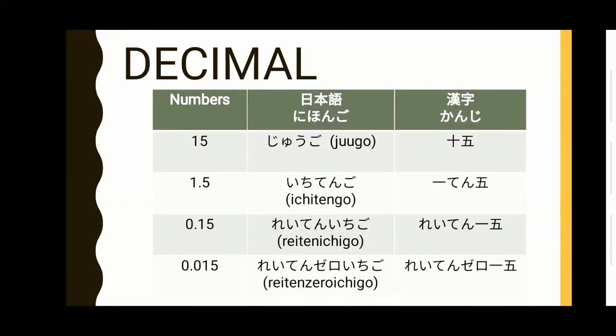I first gave the whole number here. And then we have the translation in Nihongo, in hiragana and romaji. And then we have the kanji. As I said in the first video, we also need to be familiar with the kanji so that we can read them when we see kanji. So, we have 15. 15 is jugo, and this is its kanji.